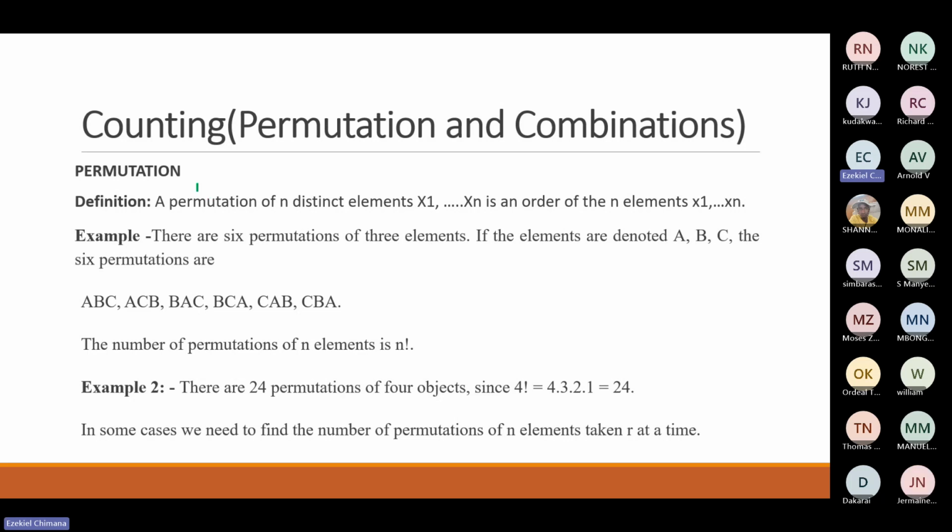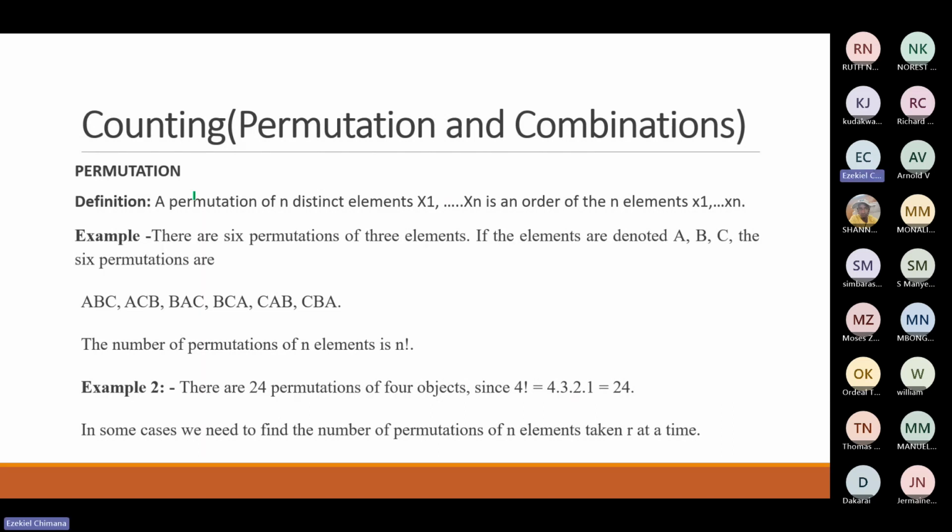So let's talk about permutation first. A permutation of any distinct elements x1 up to xn is an ordering of the n elements x1 to xn. What you are saying here is that whenever you have some distinct elements and you are asked to find the ways you can order them, permutation is mainly focusing on the issue of order, the way you are going to order your things.